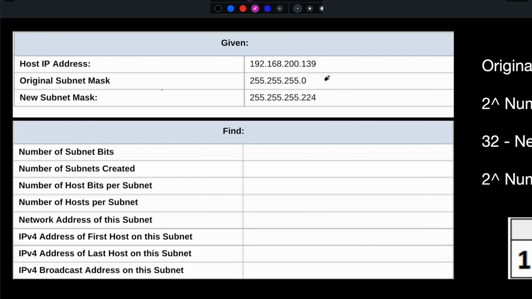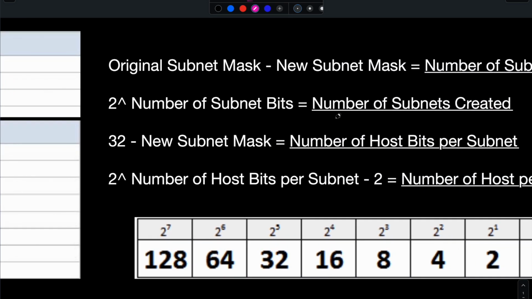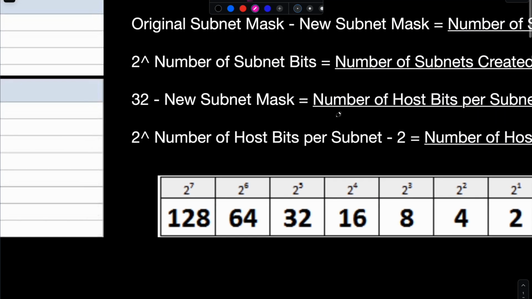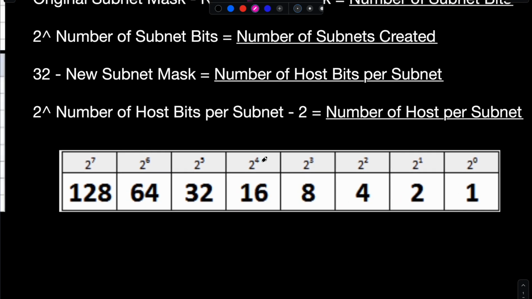We have to figure out the subnet mask. The first one's pretty easy: 8 plus 8 plus 8, 24. The second one is a little harder, but all we have to do is turn this into binary to figure it out, and it's really easy. It's 224. Got my handy dandy binary chart right here.